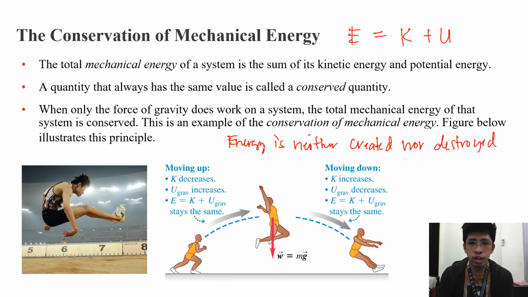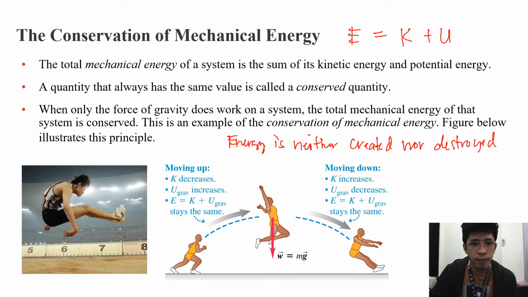So if you start with some energy of 20 joules, at a later part you should still have the same 20 joules of energy within your system. When only the force of gravity does work on a system, the total mechanical energy of the system is conserved. This is an example of the conservation of mechanical energy. So the figure below illustrates the example.